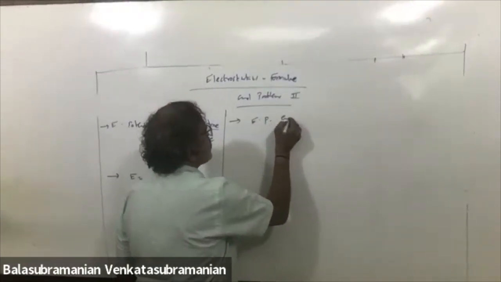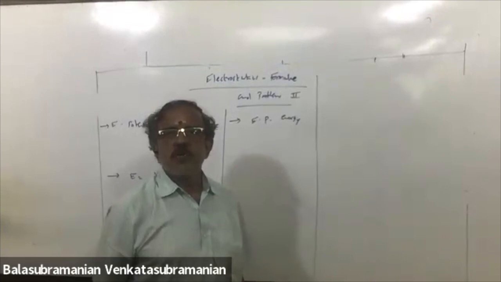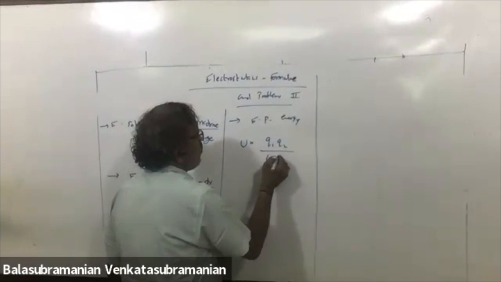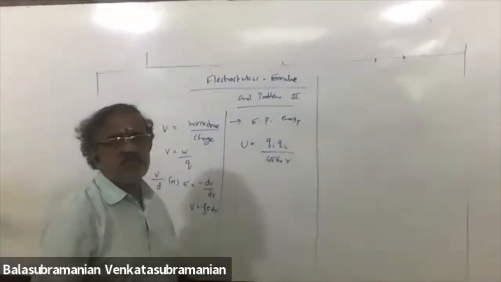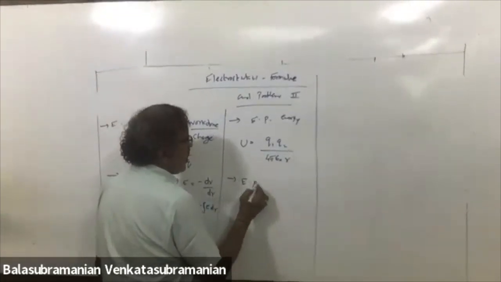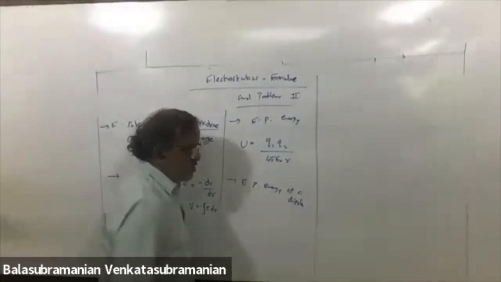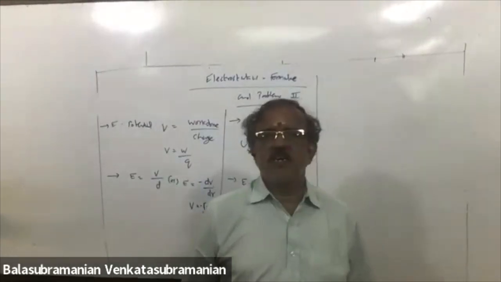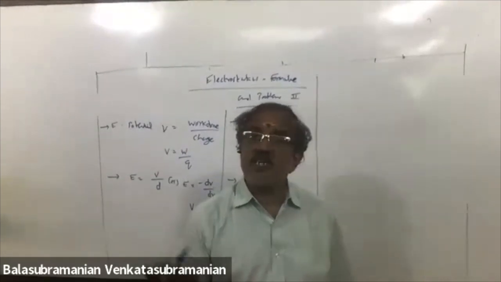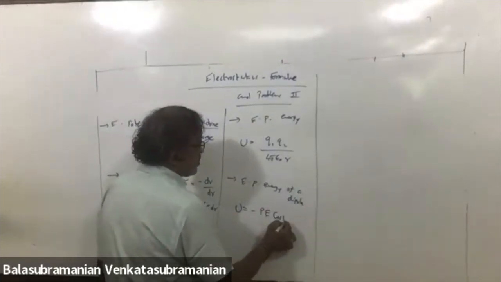Next, electric potential energy. Due to 2 point charges, U is equal to Q1 Q2 by 4 pi epsilon naught R. Electric potential energy of a dipole. That means you are placing an electric dipole in an electric field. It experiences a torque, we know. What is the energy behind it? U is equal to minus PE cos theta.